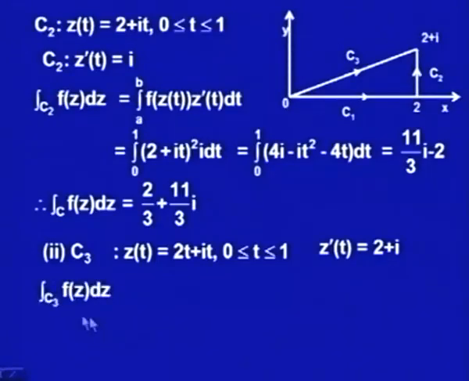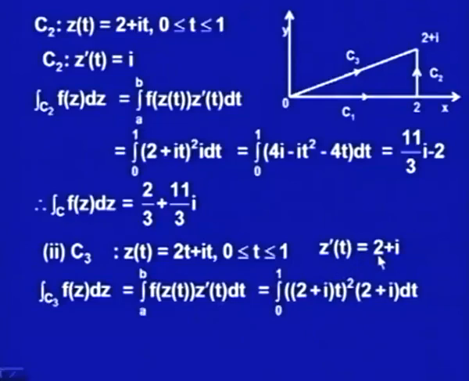Now evaluate the integral along this path, contour C3, f z dz. We just go with the definition, integral from a to b of f of z t times z dash t dt. Now a and b are here 0 and 1, f z is z square. So z t is 2t plus it, so we could write it as 2 plus i times t. That whole square, and z dash t is also 2 plus i. So we are getting 2 plus i t whole square into 2 plus i dt. Now this 2 plus i is a complex constant, this is also a complex constant. So what we are getting is 2 plus i whole cube into t square dt.